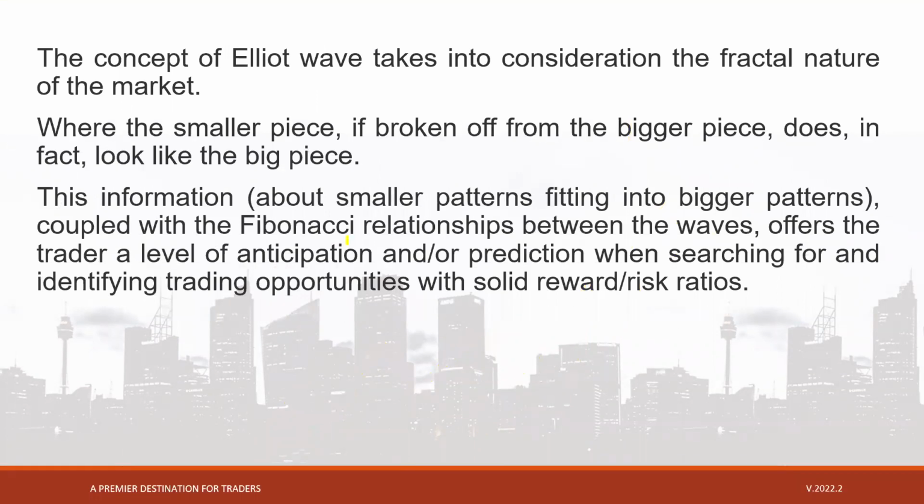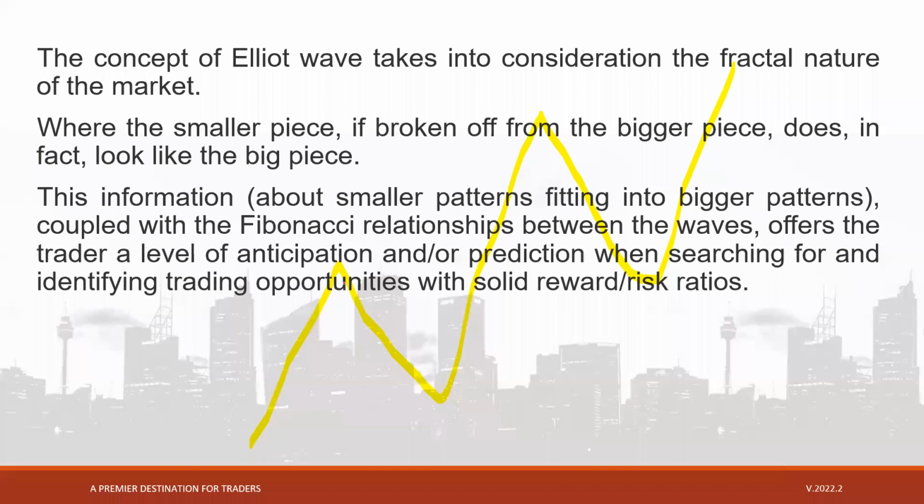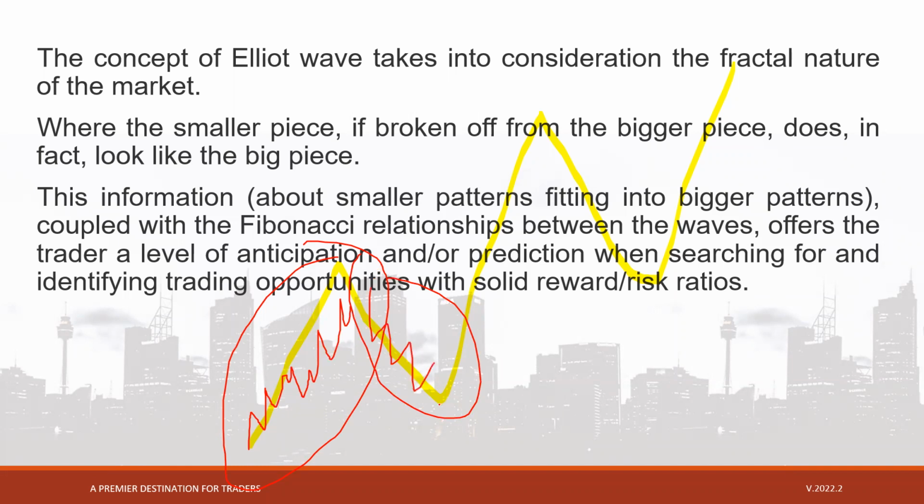Now, the concept of Elliott Wave takes into consideration the fractal nature of the market. Where the smaller piece is broken off, the bigger piece also, so it's like pieces of a jigsaw, right? So you have the market moving in 1, 2, 3, 4, 5 Elliott Wave. Now, if this is a daily chart, you would also be able to find that even this wave 1, remember this movement here is the wave 1, on a 1-hour chart might look like this, right? So it has its own structure, and this move downward would also have its own structure, right?